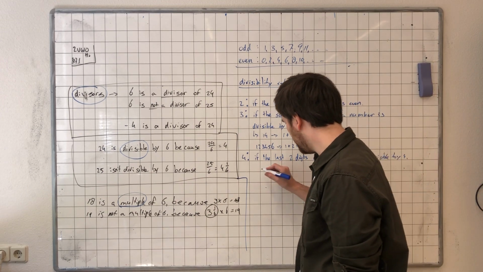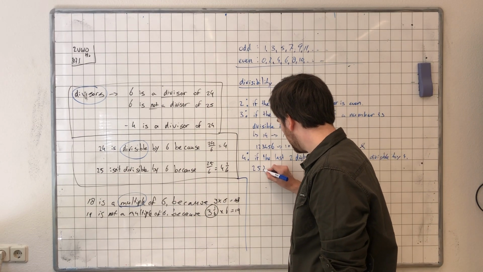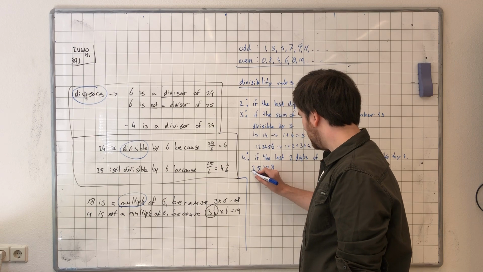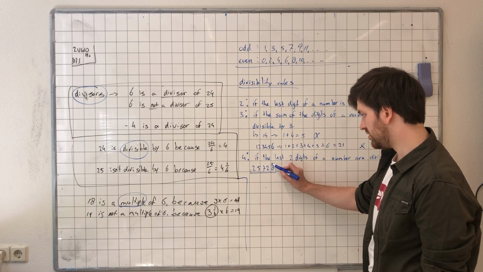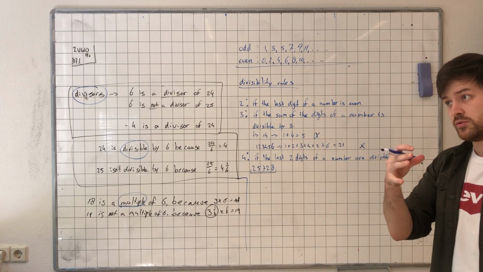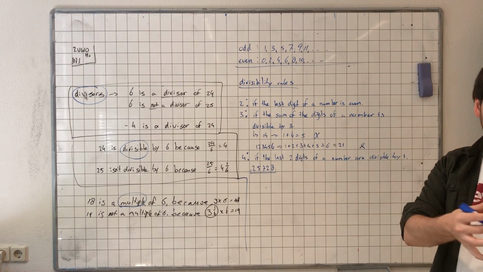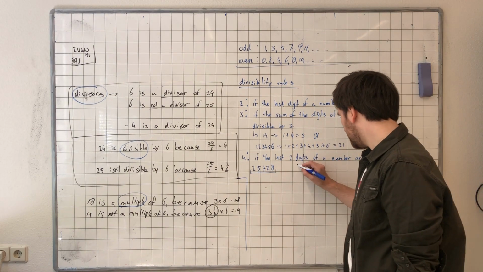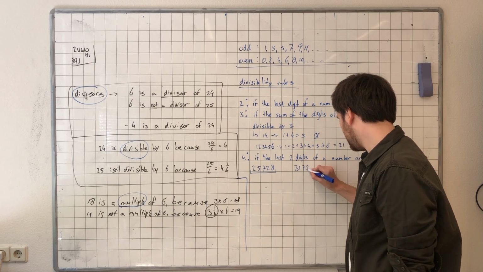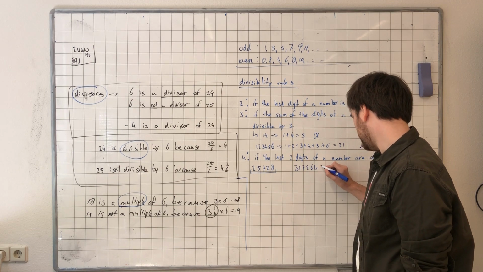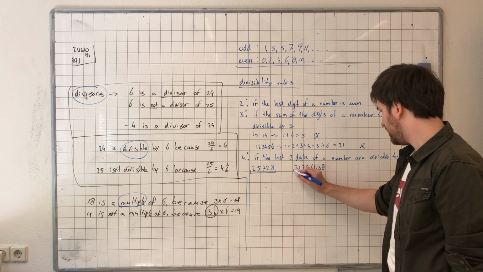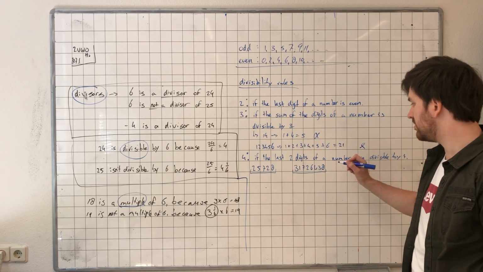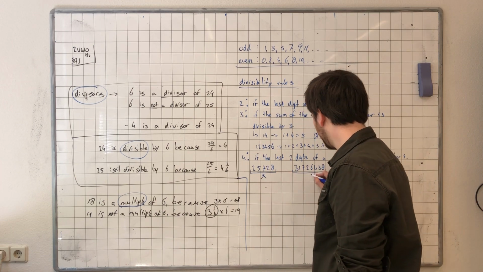So if we look at 2 really big numbers, this number is definitely divisible by 4 because the last 2 digits, 28, are divisible by 4, so this entire thing is divisible by 4. Another example, 3, 1, 7, 6, 2, 4, 3, 8. The last 2 digits are 38, which means it's not divisible by 4.